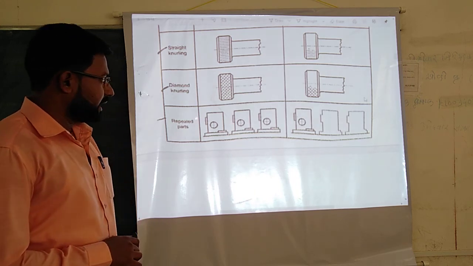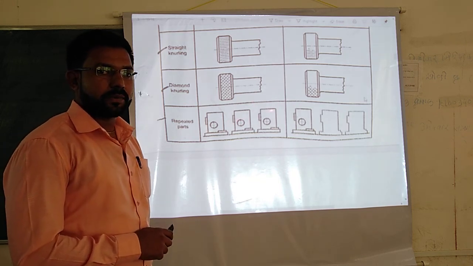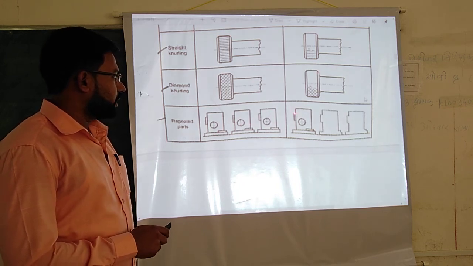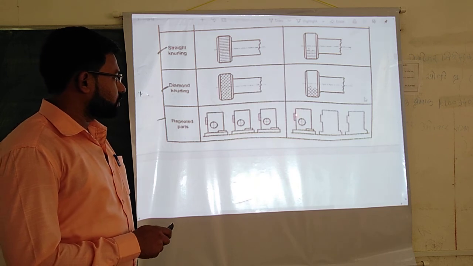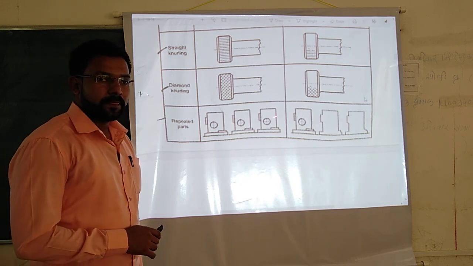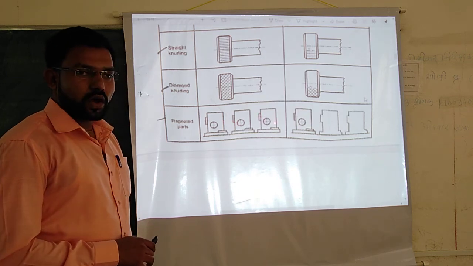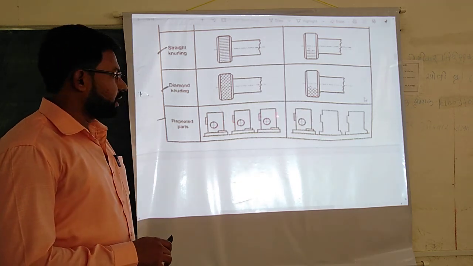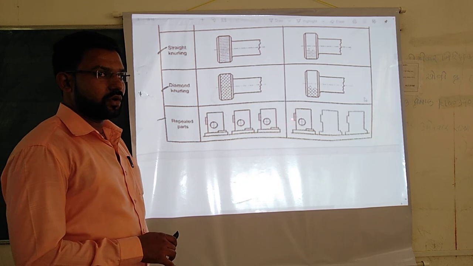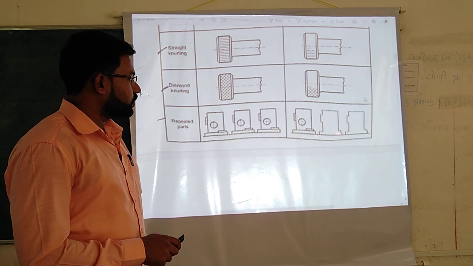Then next is repeated parts. In a drawing, if you have to draw the same part a number of times, then there is no need to draw the same picture every time. You have to draw only one picture, and for the others only the outline is provided. In mass production the same parts are manufactured, and if you draw the same picture each time, more time is consumed. So you have to draw only one picture in detail, and for the next parts only the outline will be shown.